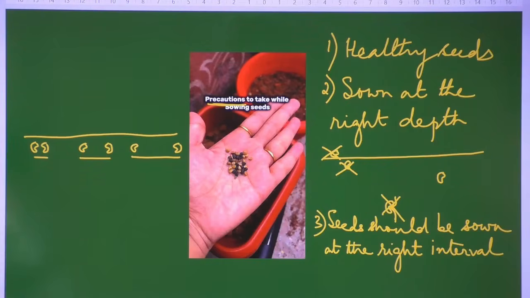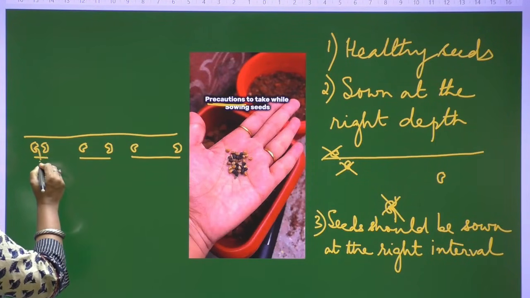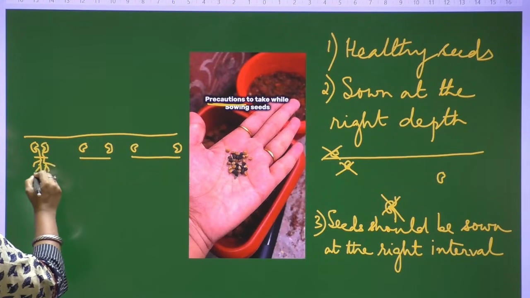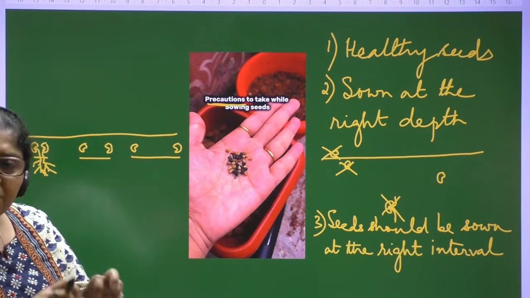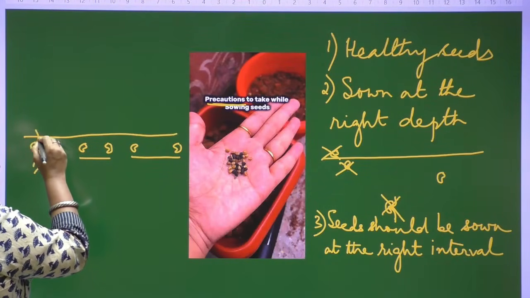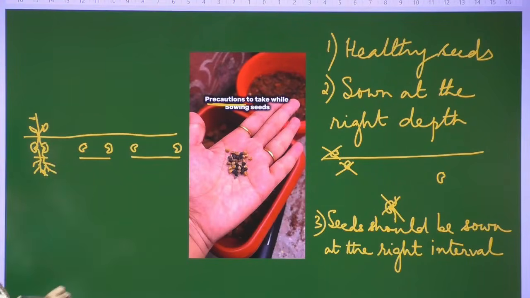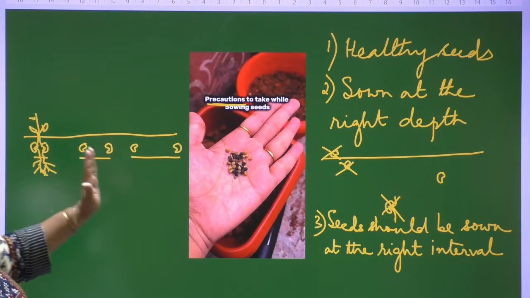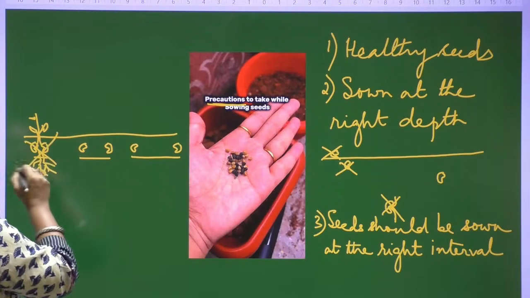In the first set, what happens? Where the seeds are very close to each other, the roots, when they come out, will start competing with each other for nutrients, water, and space. The shoots will also start competing with each other. Hence, none of these small plants will be able to grow properly, and this is a bad option.